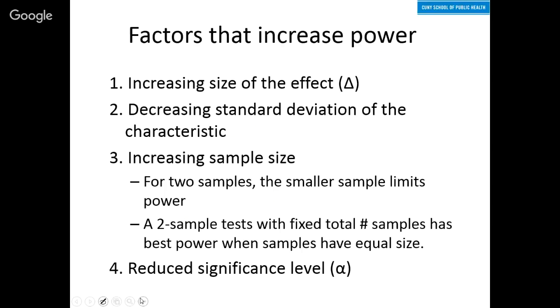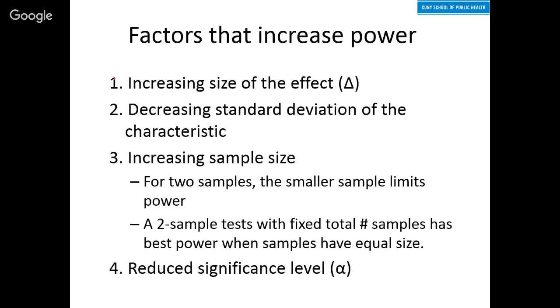So this is just a summary of the things that I mentioned for that formula. Ways that you can increase power are by increasing the size of the effect. If the difference between your null and your alternative means is larger, you have greater power to detect them. And alternatively, the smaller the difference you want to have a power to detect, then you will lower your power unless you adjust some other aspect of your study design.